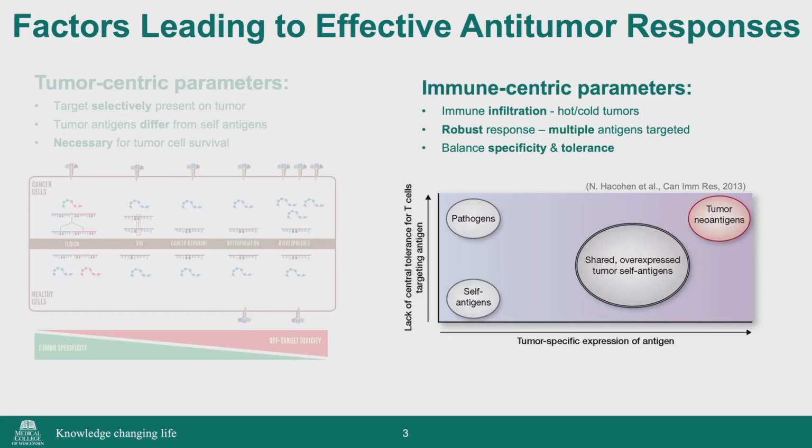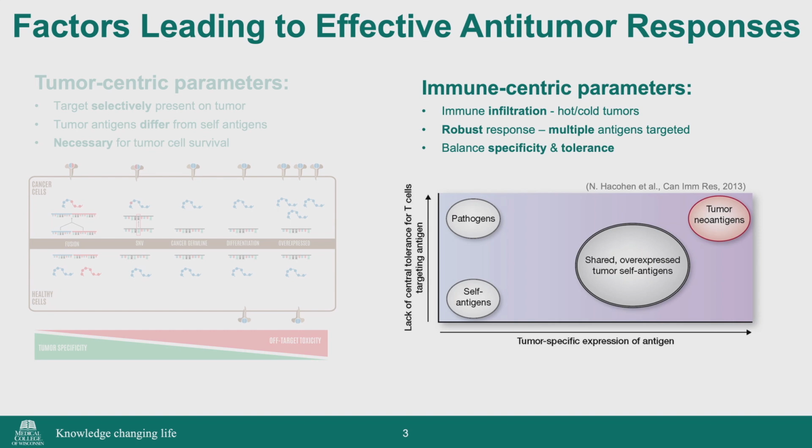Now, switching gears to the immune-centric parameters. So there's various factors that we should take into consideration depending on the type of tumor and then the type of immune therapy being given to a patient. And so there's immune infiltration, meaning how well can the T cells get into the tumors. We want to make sure that we generate a robust response. And so by targeting multiple antigens, we actually minimize the likelihood of the tumor evolving and then ultimately evading immune recognition. And again, we want to balance specificity and tolerance.